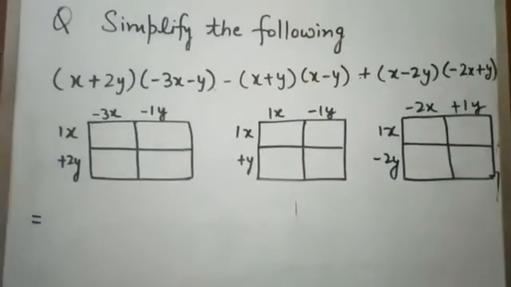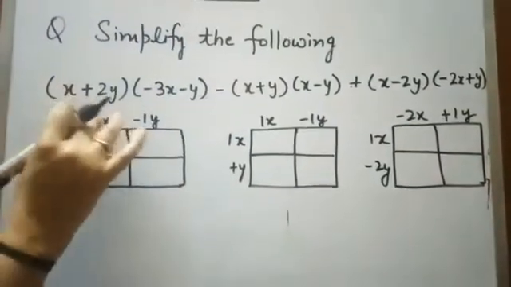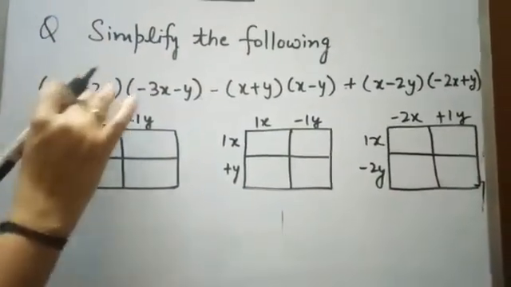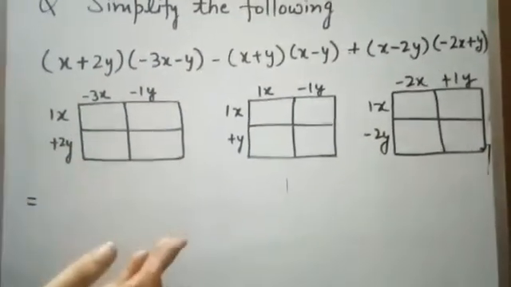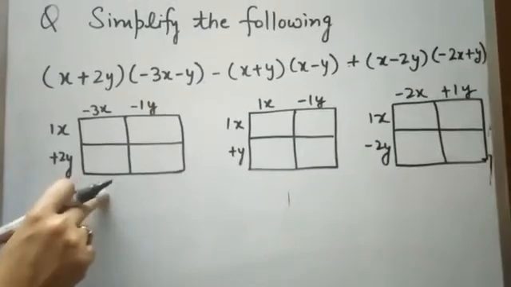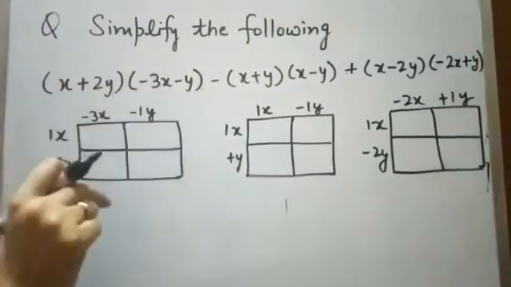Moving to the next question, which is again "simplify the following." In this statement, we have three cases of multiplication of binomial with binomial. The previous question we did by the simple method; now I am doing it by the lattice method, which we have already discussed. Now this is the multiplication of binomial with binomial.